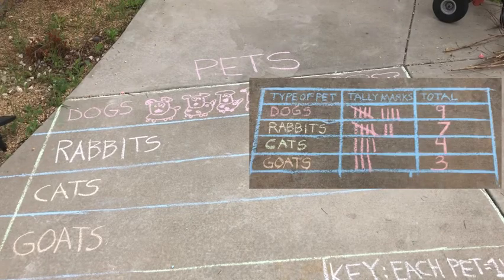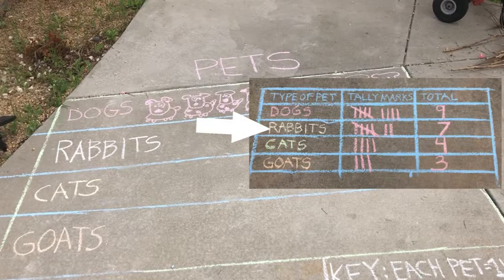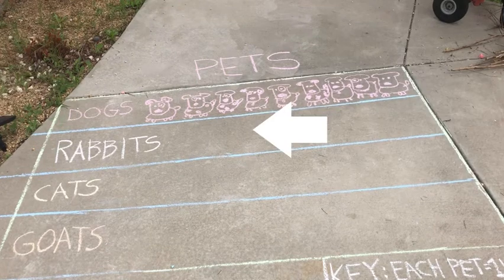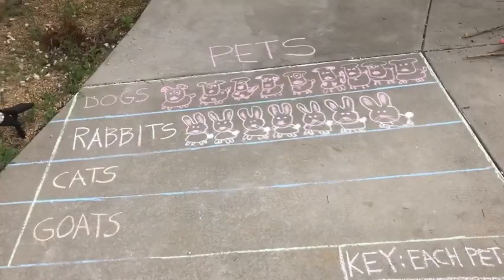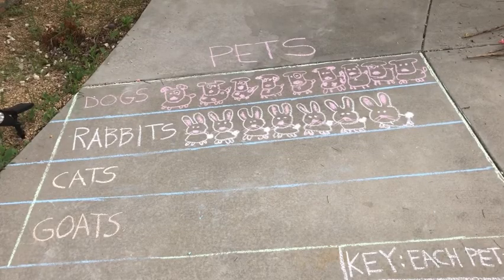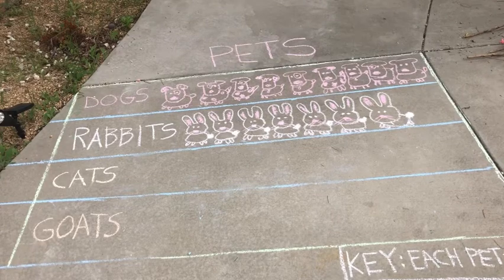Now we're going to look at our next piece of data. When we gathered information from our friends, we found out that 7 of them had rabbits. So for our pictograph, to represent that data, we're going to draw 7 rabbits. Okay, we added the pictures of our rabbits. You can count and see that there are 7 rabbits on our pictograph.